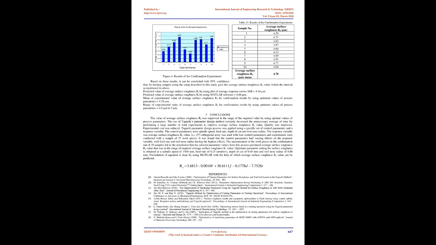Predicted value of average surface roughness Ra by using plot of average response curves S/N ratio equals 5.44 µm. Predicted value of average surface roughness Ra by using MATLAB software equals 4.66 µm. Mean of experimental value of average surface roughness Ra for confirmation results by using optimum values of process parameters equals 4.78 µm. Range of experimental value of average surface roughness Ra for confirmation results by using optimum values of process parameters equals 4.5 µm to 5 µm.